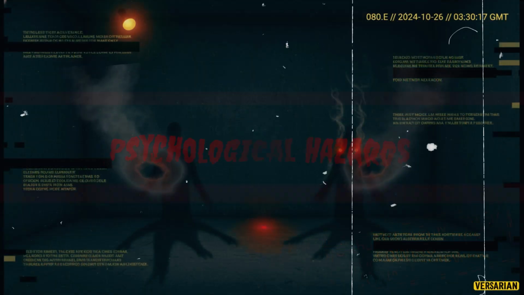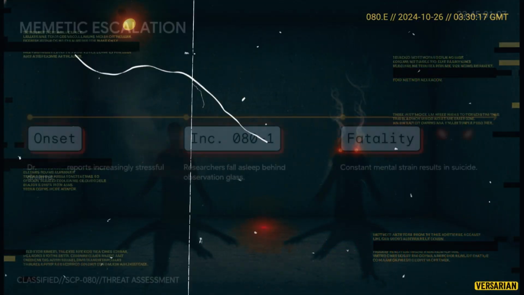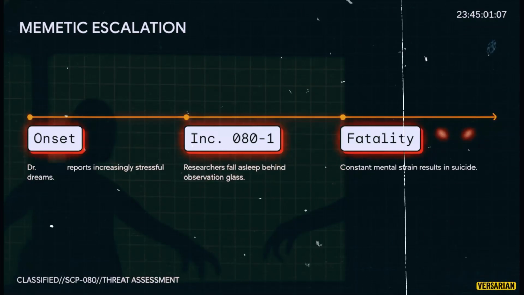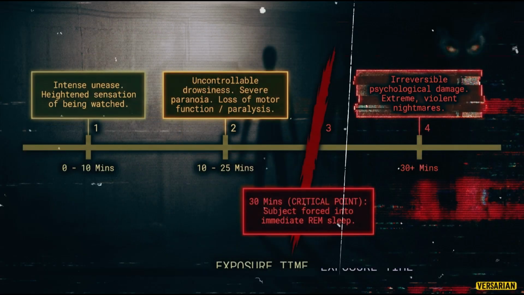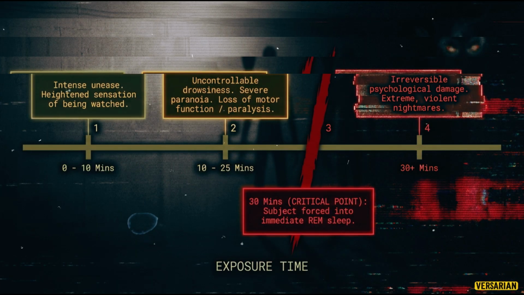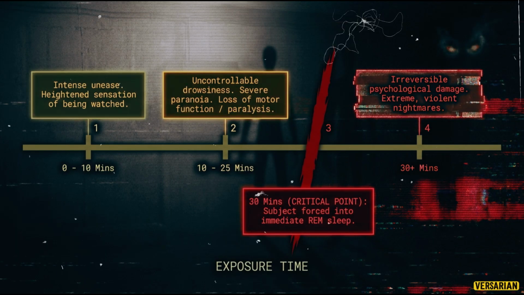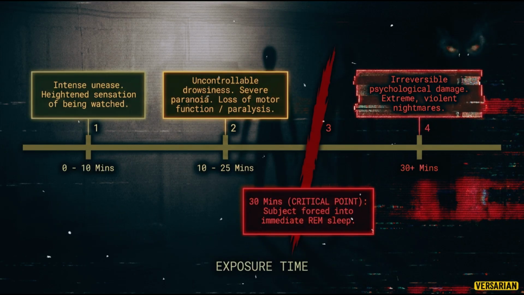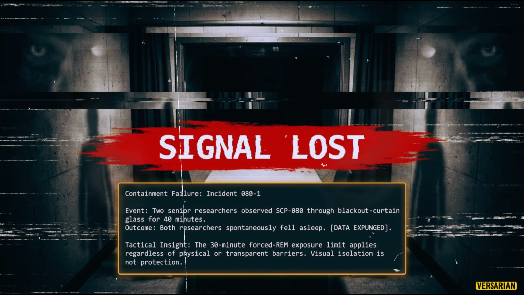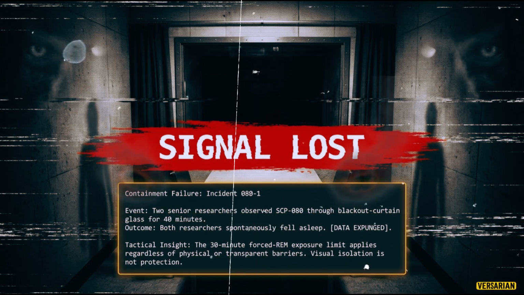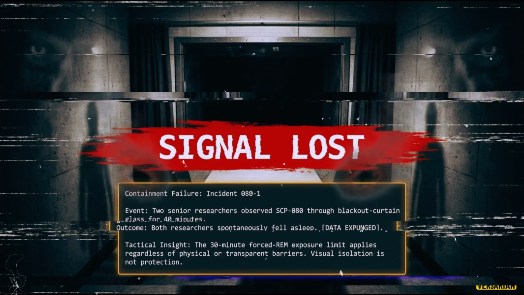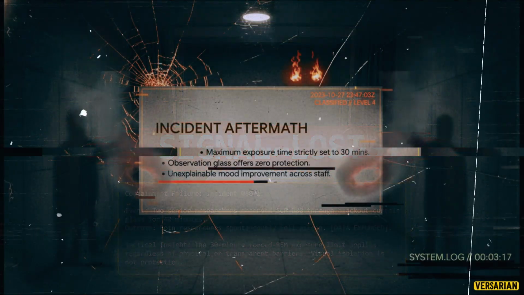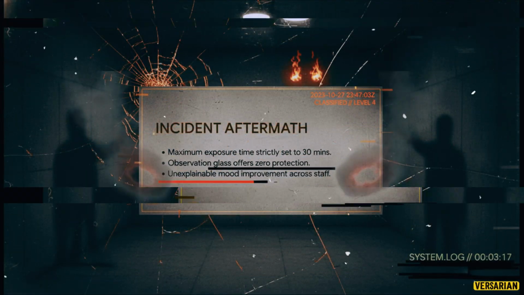Section 4. Psychological hazards. Let's move to the timeline and see how this builds, mapping out the creeping mimetic influence of SCP-080. You do not need to be locked in the room to fall victim to this anomaly. It all started when Dr. Helikarth and his staff began reporting increasingly stressful dreams. That proved the entity affects nearby personnel even without direct observation. Then, it escalated to Incident 080-1, where researchers literally fell asleep behind shielded glass. And the culmination of this constant, agonizing mental strain, Dr. Helikarth committing suicide.